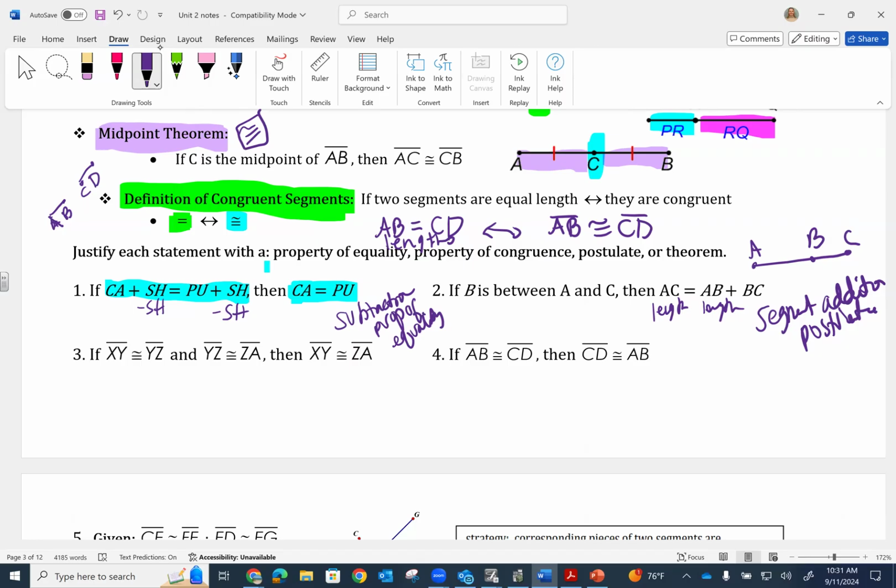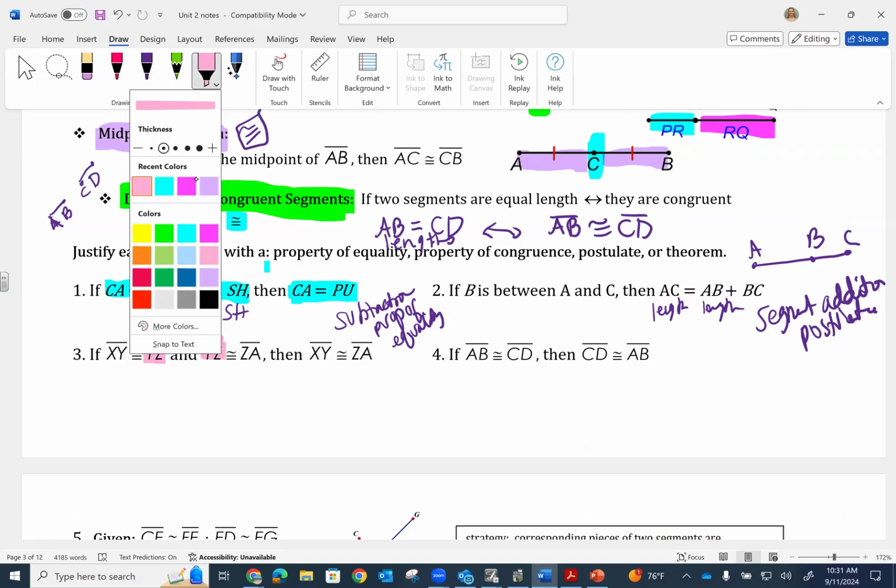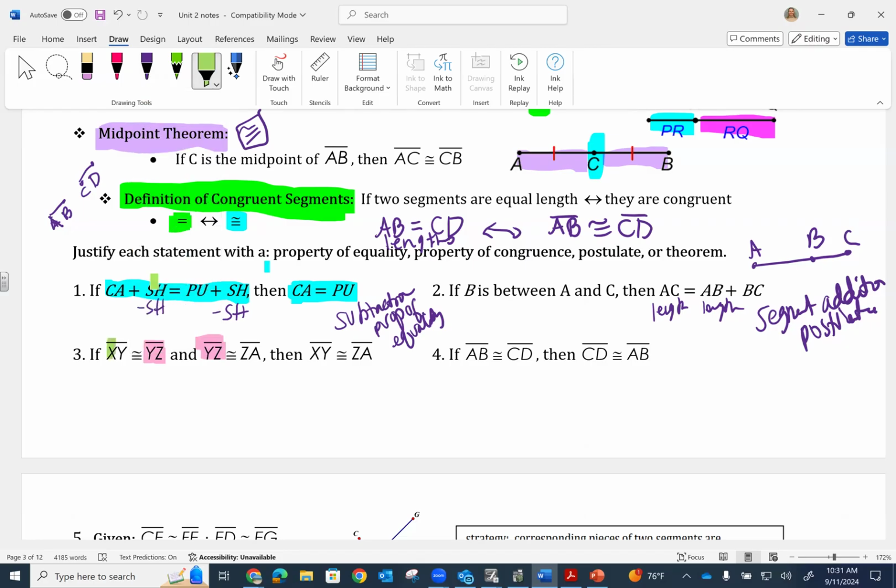All right, and then the next one is if XY is congruent to YZ and YZ is congruent to ZA, then we know that XY and ZA are also congruent. Notice we're replacing a whole side of the congruent sign. You can hear a little train, okay? This is the transitive property of, is it an equal sign or a congruent sign? It's a congruent sign.